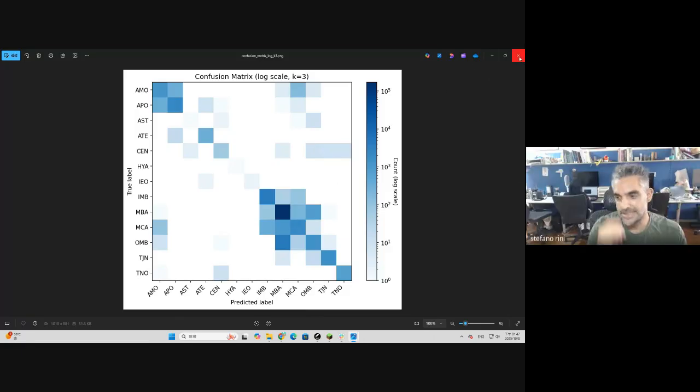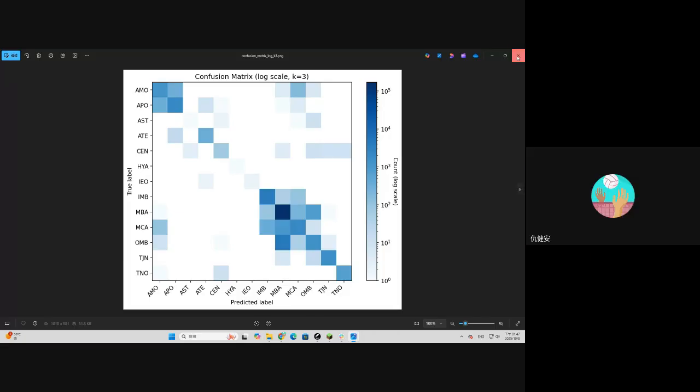So this is the crux of the challenge, right? That you have this dominating class, which is the MBA class. So you have to figure out how to deal with this issue. If you have an overrepresented class, how do you study the performance in this case? So this is the crux of the challenge.